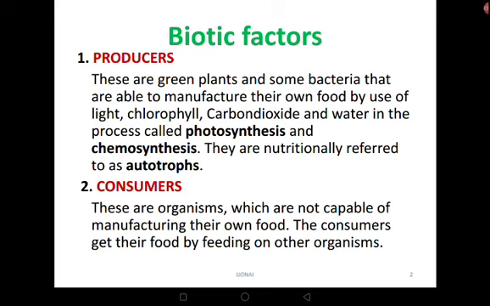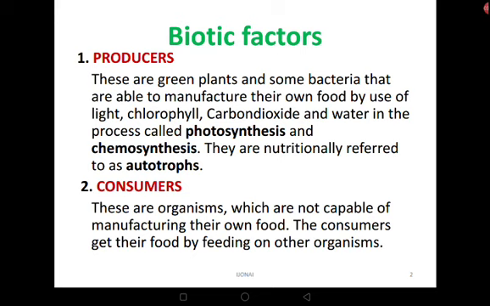Yes, they are the producers because they are the only group of organisms that can fix the energy from the sun into chemical energy. Well, I hope you now know what producers are.